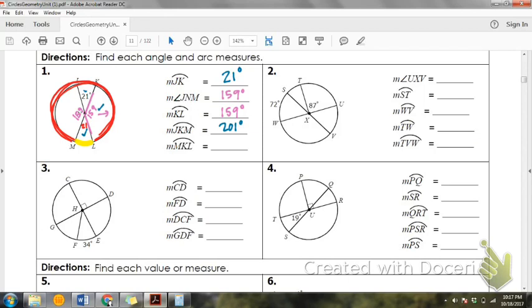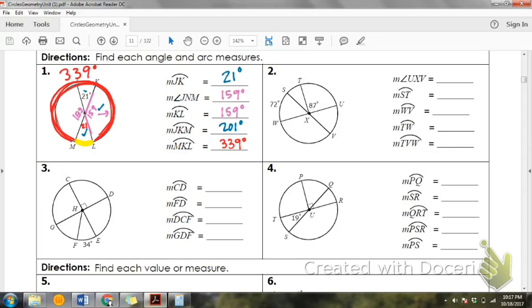So I know the whole circle has to be 360 degrees, right? So if I have everything except that 21, if I do 360 minus 21, that leaves 339 degrees for this whole red part. Okay, because I can't include that 21 because it didn't tell me that. So now this is 339 degrees.